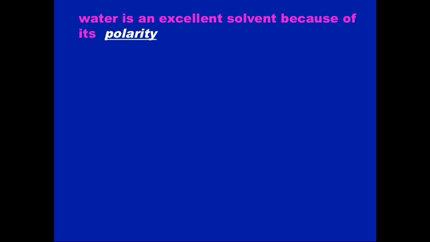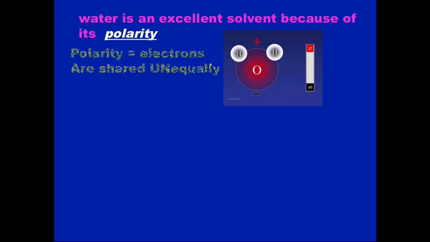So water is an excellent solvent, and it's pretty common to dissolve things because of its polarity. If you look at a water molecule, we have H2O there. The electrons are not held evenly. The oxygen holds them closer to its core than the hydrogens do, and that makes oxygen a little bit negative and hydrogen a little bit positive. So polarity means electrons are shared unequally, like it has poles.